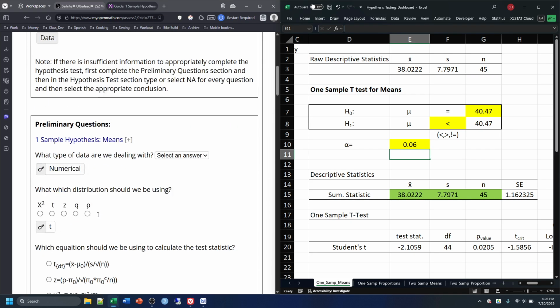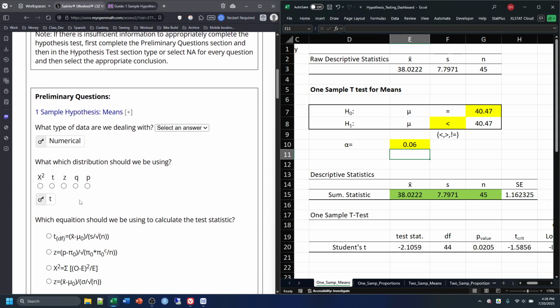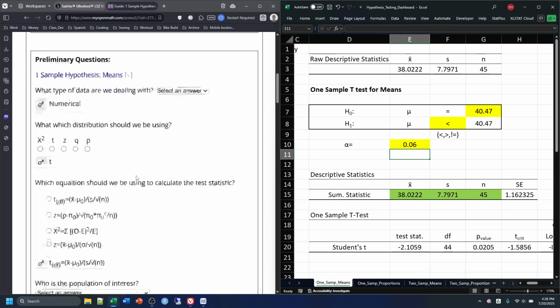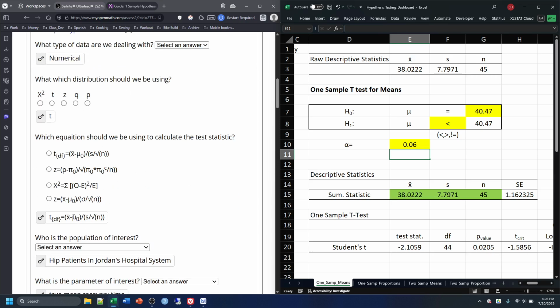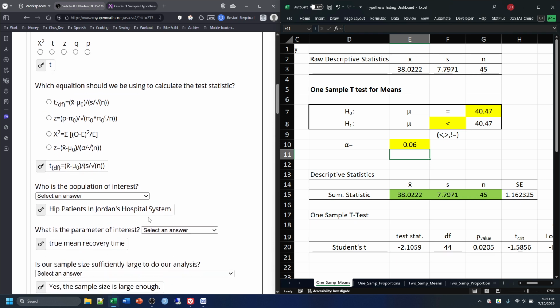Okay, so when we go down, we can look at the type of data that we're dealing with, which is numerical because we're dealing with number of days. The distribution that we're going to use is a t-distribution because we only know the sample standard deviation, not the population standard deviation. The equation that we choose, and you can look this up in the flowcharts that we have, is the t with the degrees of freedom: x bar minus the hypothesized mean divided by the standard error, which is just the sample standard deviation divided by the square root of n.